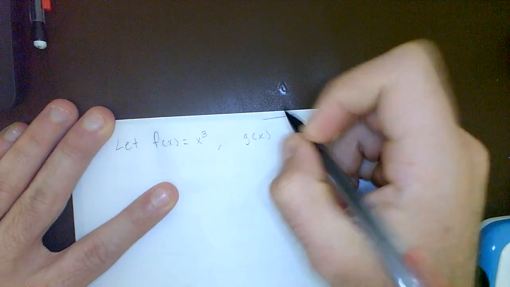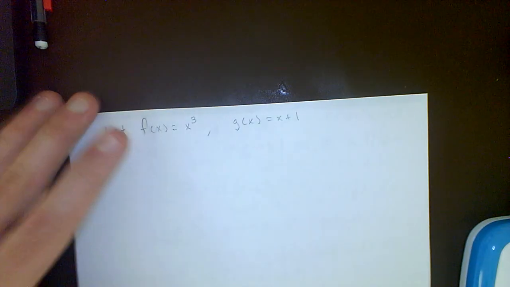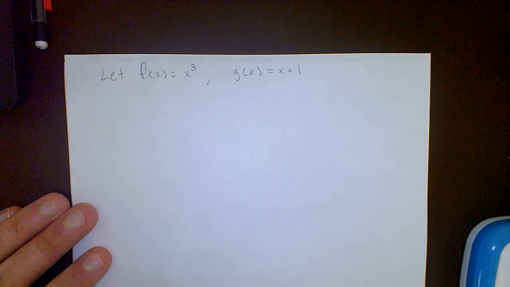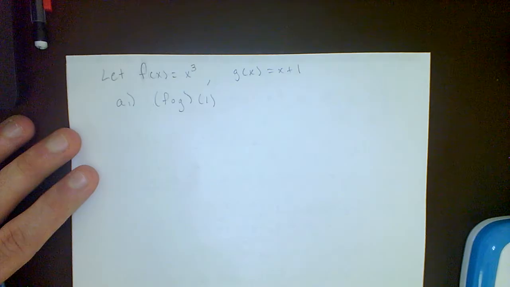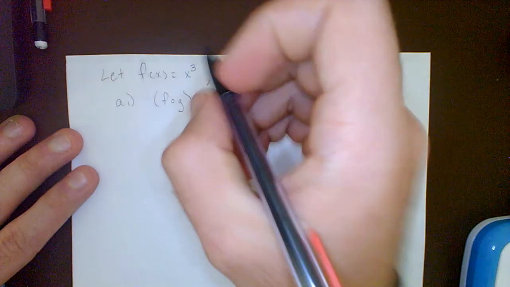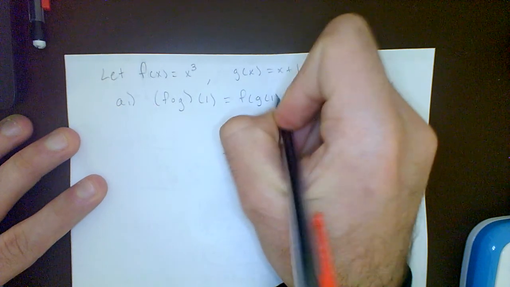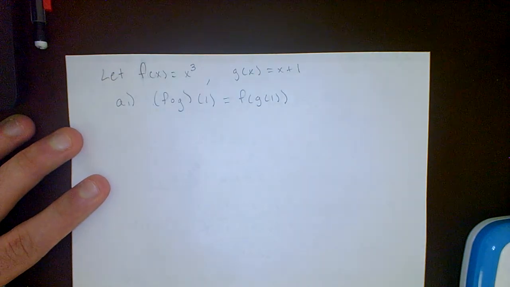Okay, so now let's do an example. So in this example, we let f of x equal x cubed, and g of x is equal to x plus 1. All right. So they want us to find f of g of 1. So this is the same thing as f of g of 1 by definition.